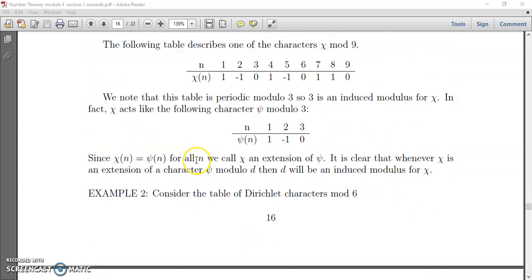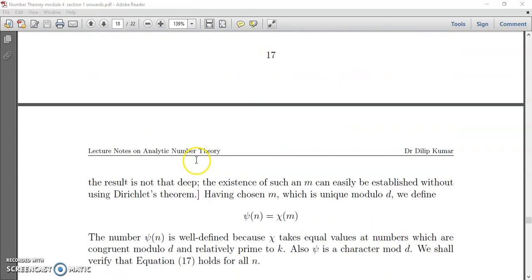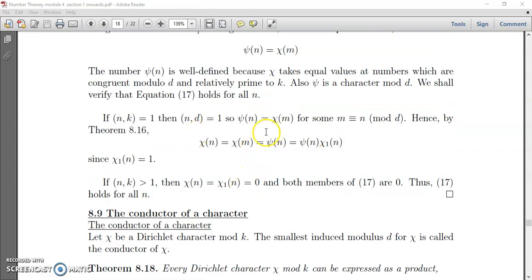In the same way here, instead of a and b we have n and m. So we have chi of n is equal to chi of m, but we have already defined chi of m as psi of n. So chi of n equals psi of n, which we can write as psi of n times chi 1 of n, because when GCD of n and k is 1, chi 1 of n, the principal character, is 1. So in this case also we have proved condition 17.